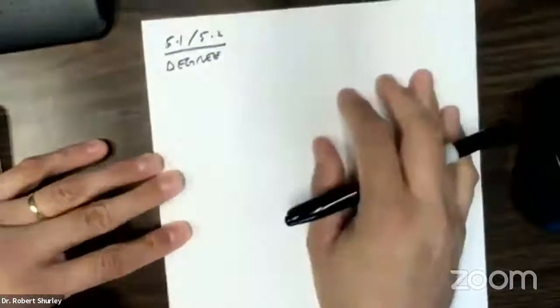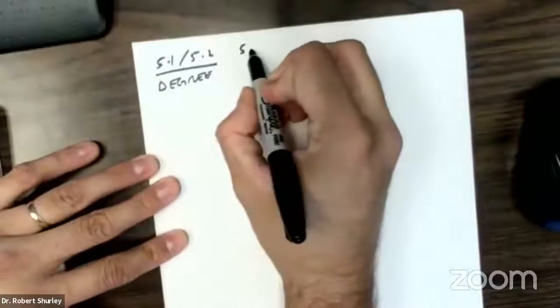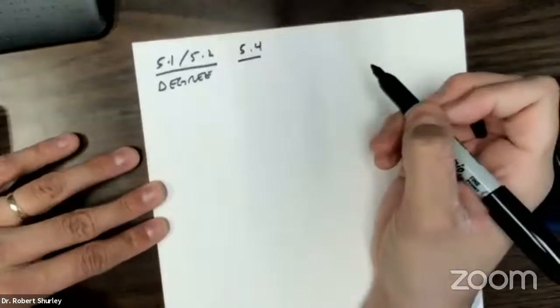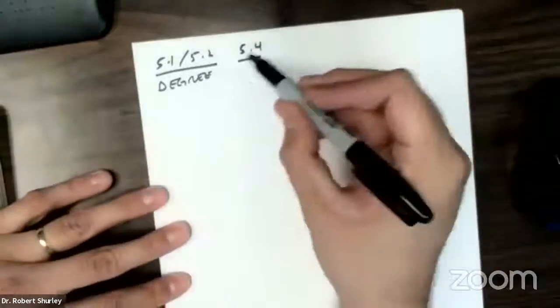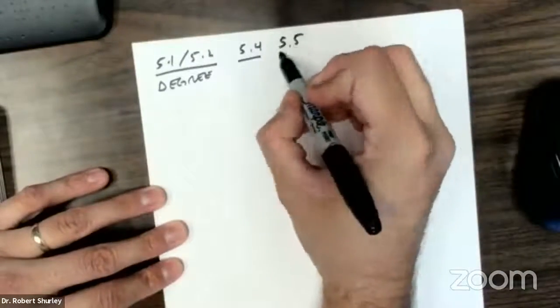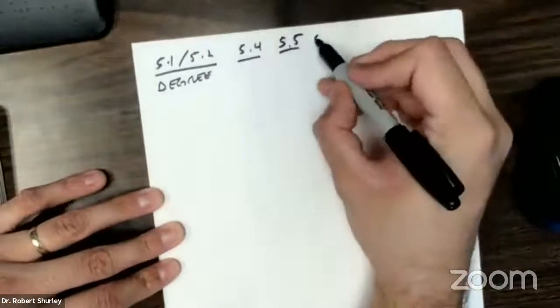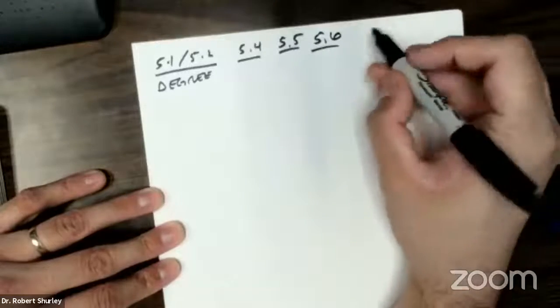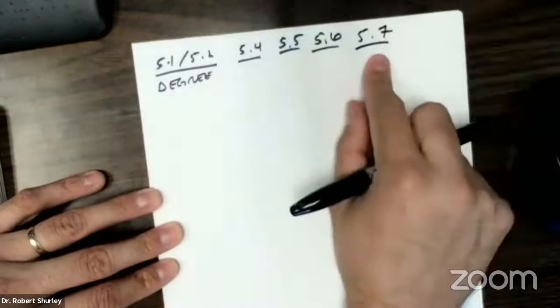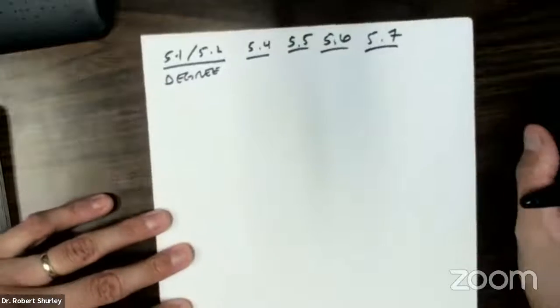Okay, so we're going to review over test 3, which really is over a lot of sections. 5.1 and 5.2, which are kind of the same, 5.4, which is about factoring out the greatest common factor, 5.5 is factoring trinomials, 5.6 is special factorization, and then 5.7, which is solving by factoring.